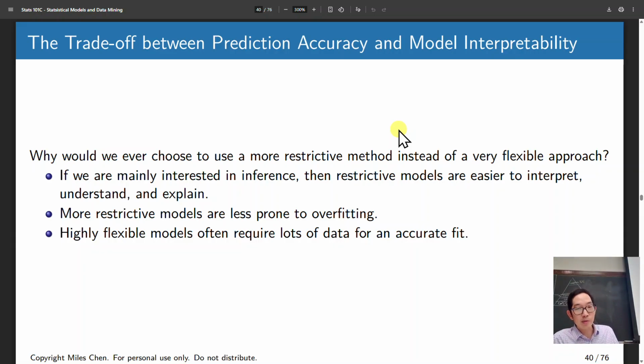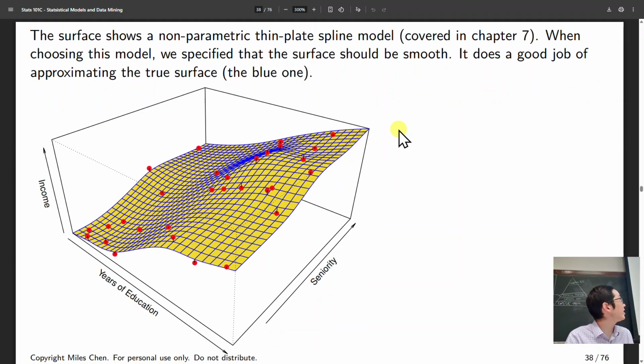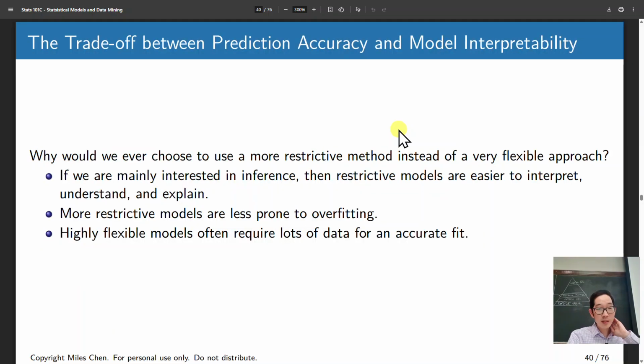So, what's the goal here, right? Why would we want to choose a more restrictive model instead of a very flexible one, okay? Like, why would I ever want this if I can have this, okay? All right. Well, if your goal is inference, if you want to understand how each input is affecting the output, okay, then the more restrictive models are going to be easier to interpret, okay?